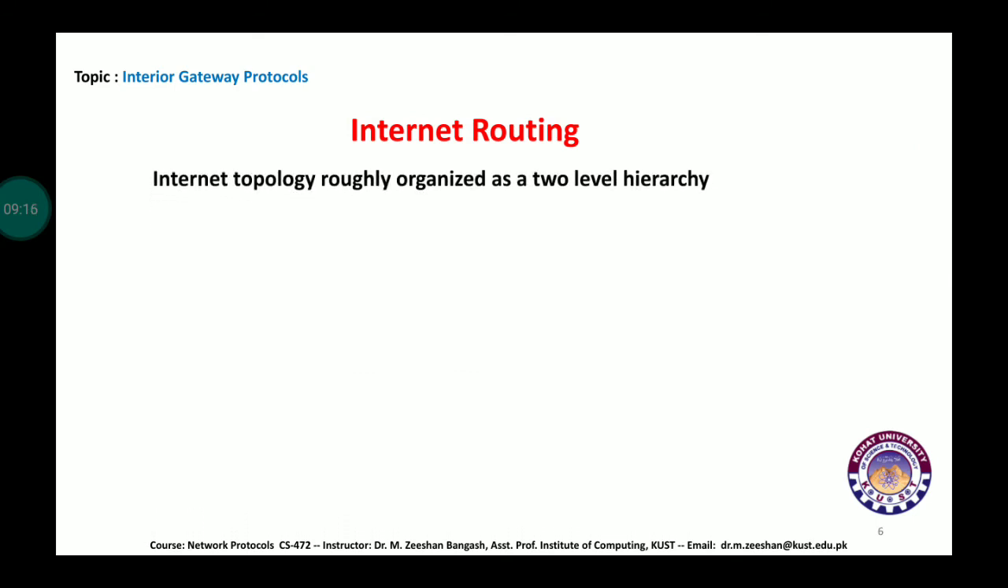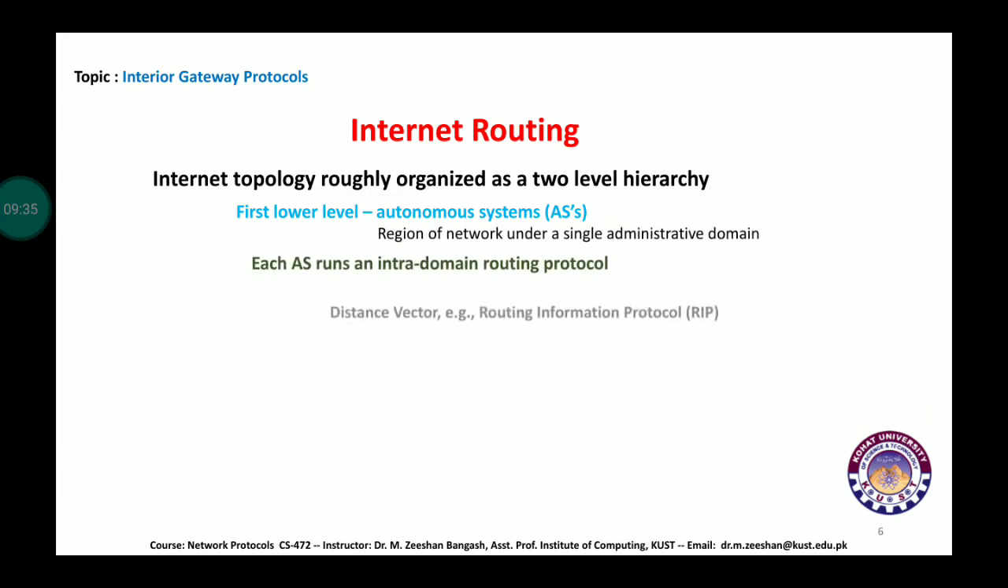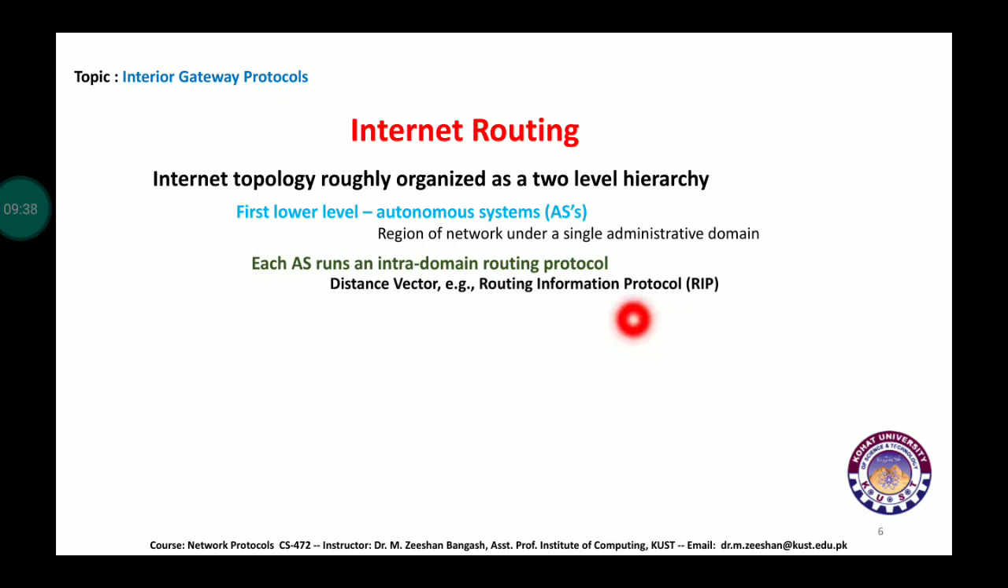Now about internet routing, this internet routing has two levels of hierarchy. The first level is basically the lower level, which we call ASes, or autonomous systems. And the second level is basically the inter-autonomous level. So what are autonomous systems? It's basically a region of the network that is under one administrative domain. We will be looking at a diagram in the upcoming slide in which the autonomous systems are shown graphically.